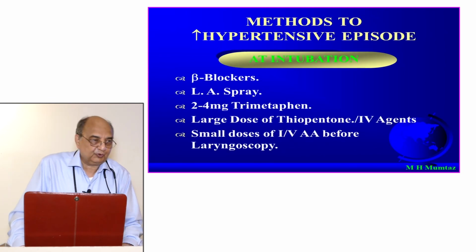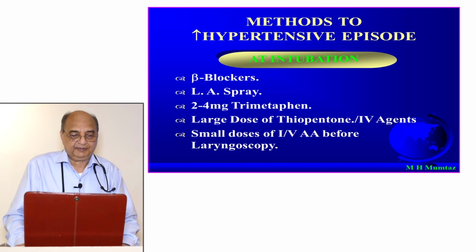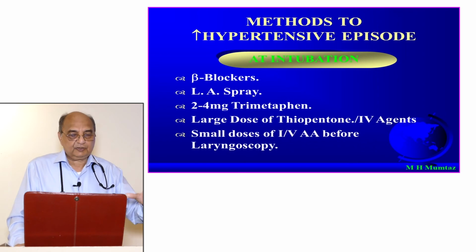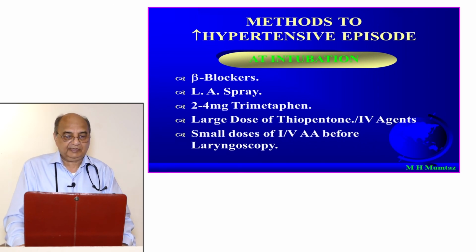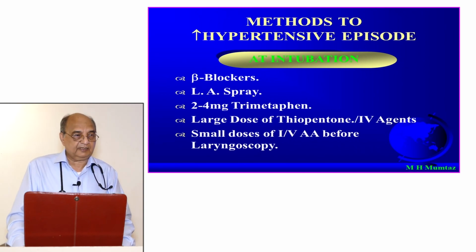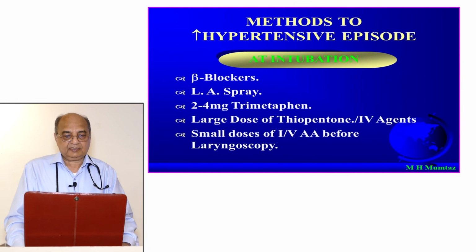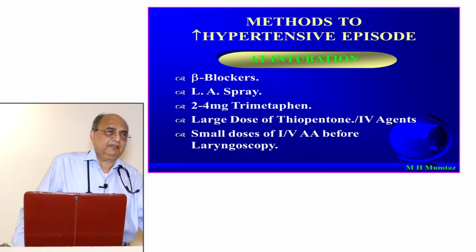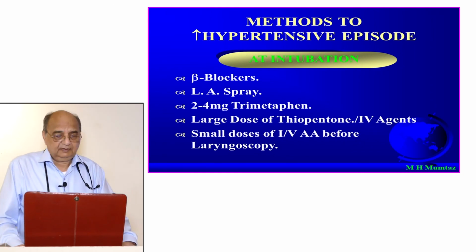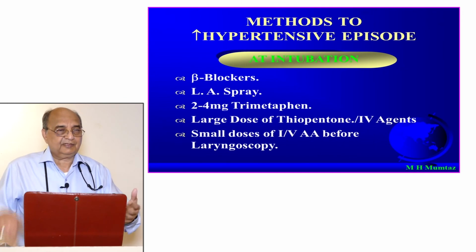At intubation, you can use beta blockers to suppress the laryngopharynx response to laryngoscopy. Local anesthetic spray, you can use. 2 to 4 milligram trimethaphan, it is antihypertensive. Large dose of thiopentone or other intravenous anesthetic agent at the time of intubation. Small dose of intravenous anesthetic agent before laryngoscopy. There are different things you can do, but if you have given adequate analgesia, adequate relaxation and adequate sedation to the patient, then you can use these beta blockers and other things, also spray the vocal cords.